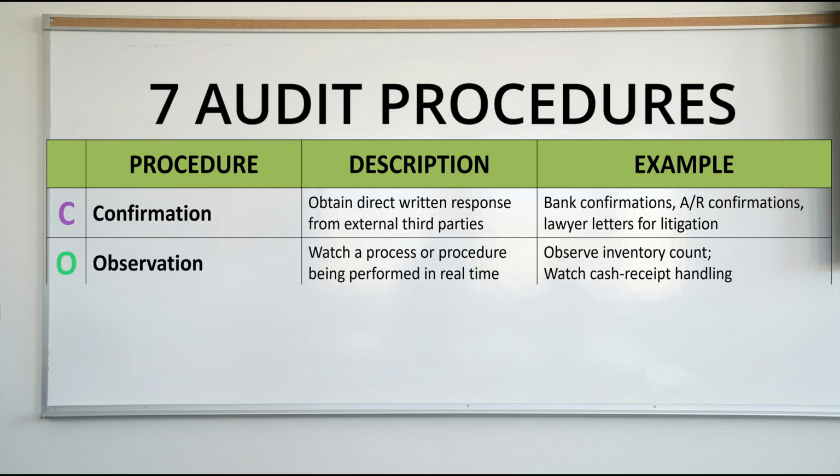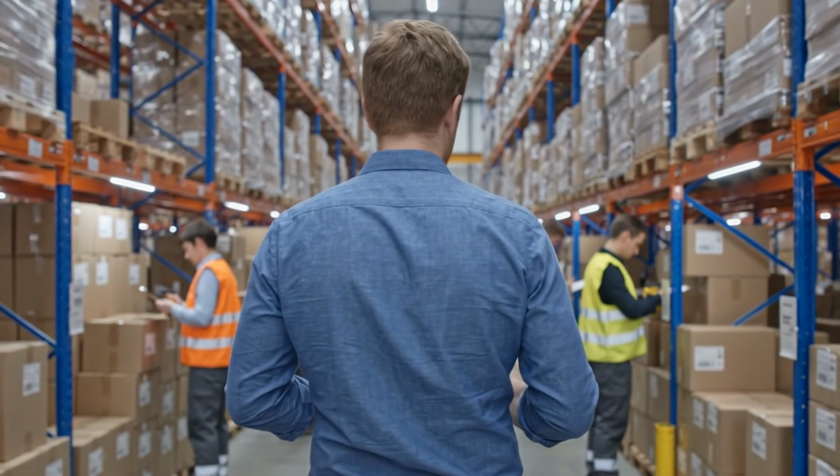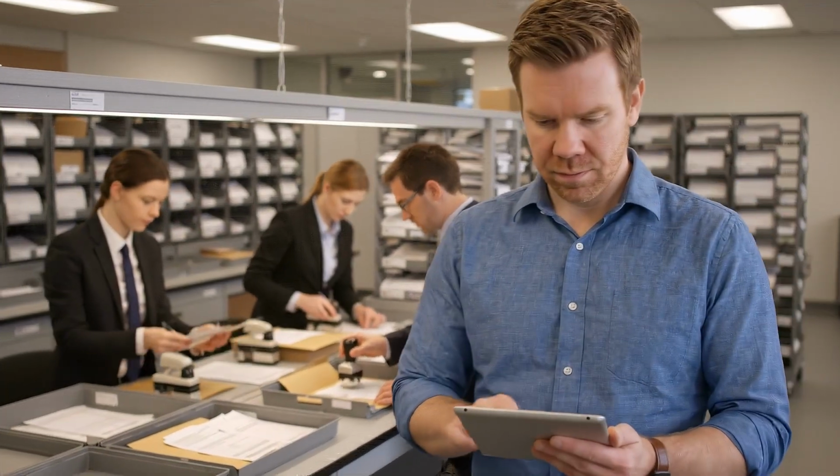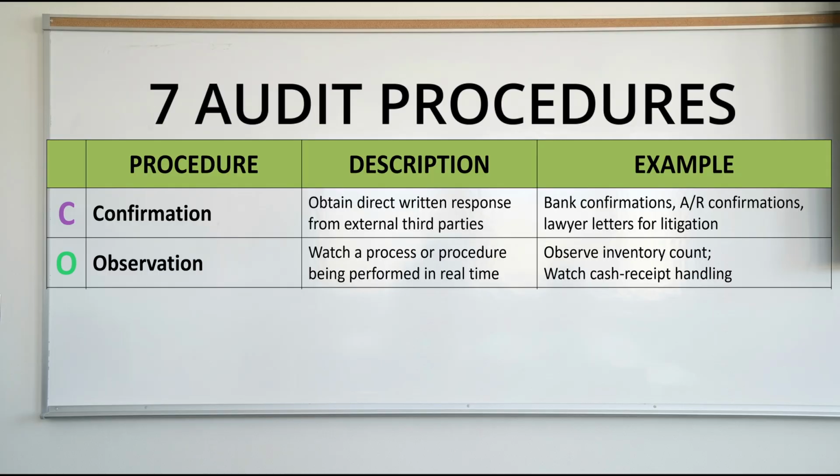Next up, observation. You watch someone do something in real time. You observe the client's staff counting inventory. You watch the mailroom opening process to check whether cash receipts are being handled properly. But here's the catch. Observation is limited to that exact moment. People behave differently when they know someone's watching. So observation gives you a snapshot, not a movie. You'll almost always need to pair it with something else.